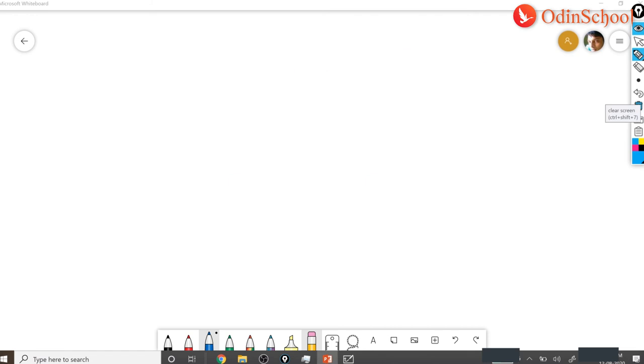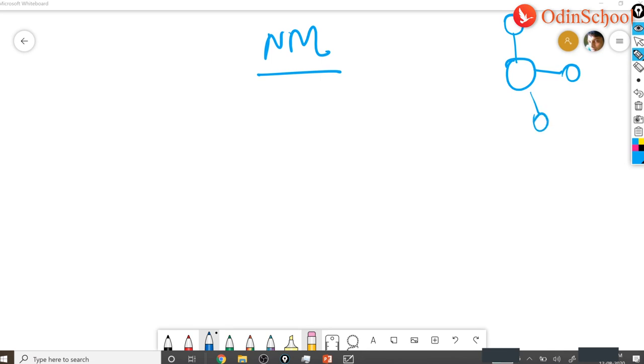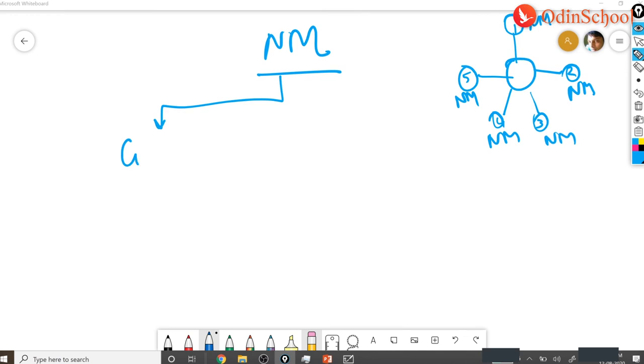Then the node manager is running on all the nodes. Let us say you have a cluster with 5 nodes, node number 1, node number 2, node number 3, node number 5, then each and every node would have a node manager. Node manager would be running on each and every node. So if you have a number of nodes, that many node managers would be there. And it is used to launch and monitor the containers. So the node manager will have, let us say, container number 1, container number 2, container number 3, likewise.